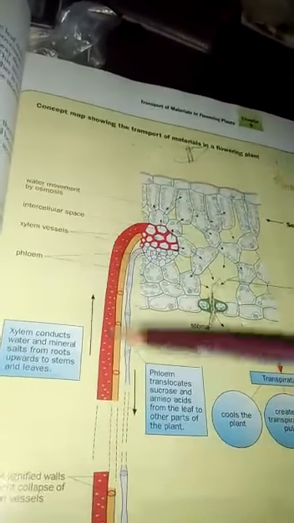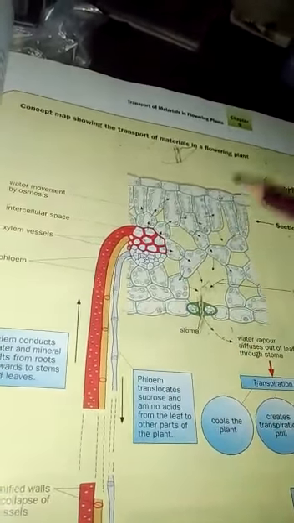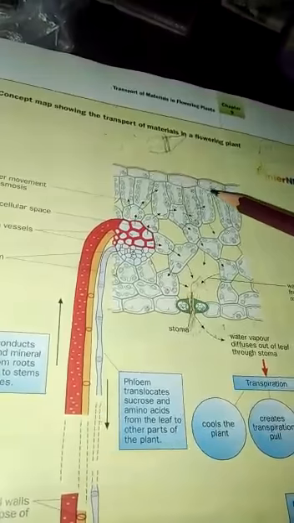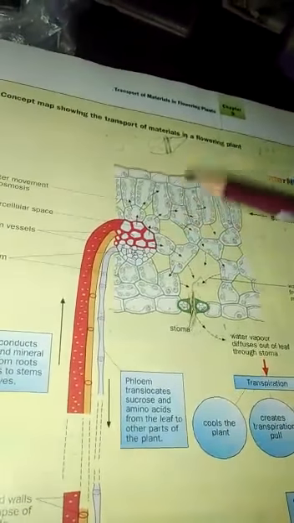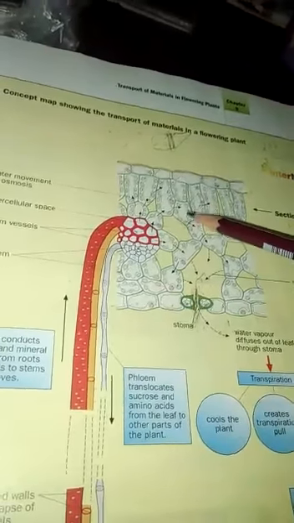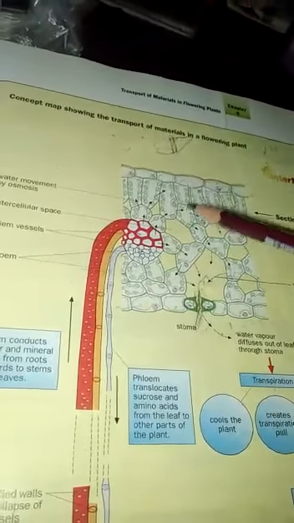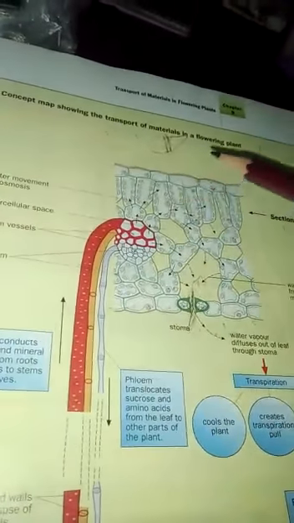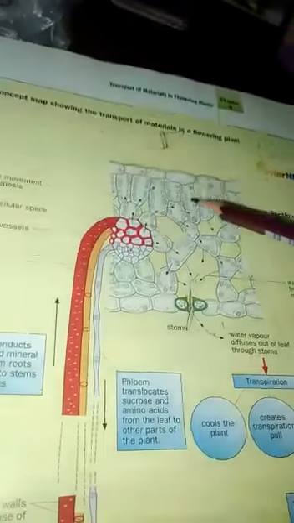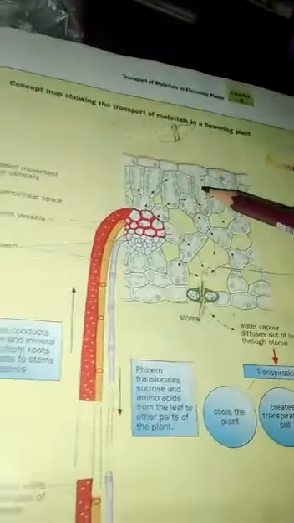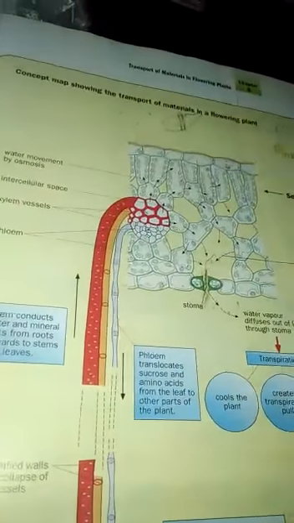Okay, the leaf is an organ of the plant, containing different types of tissues, right? Organs contain different types of tissues. And what is the function of the leaves? The function of the leaf is to prepare food with the help of sunlight in the presence of carbon dioxide and water, right, by the process of photosynthesis.